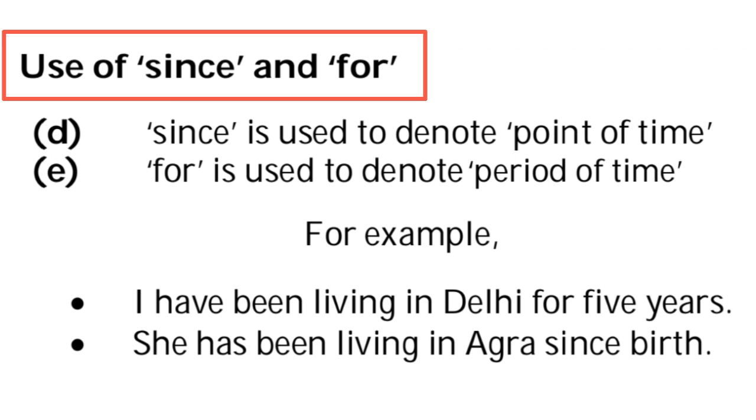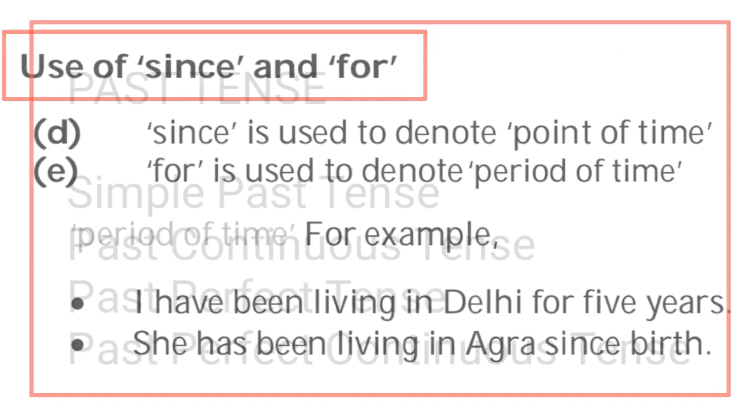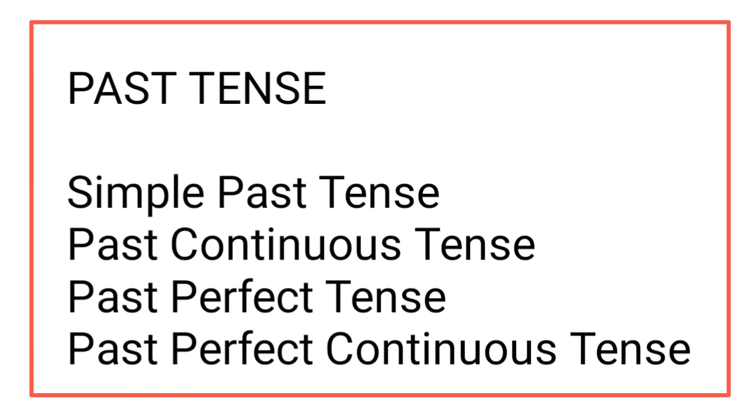Look at this example. I have been living in Delhi for 5 years. For 5 years. 5 years is a period of time. So that's why we used for. And look at the next one. She has been living in Agra since birth. Since that point of time. That birth is a particular point of time. That's all.